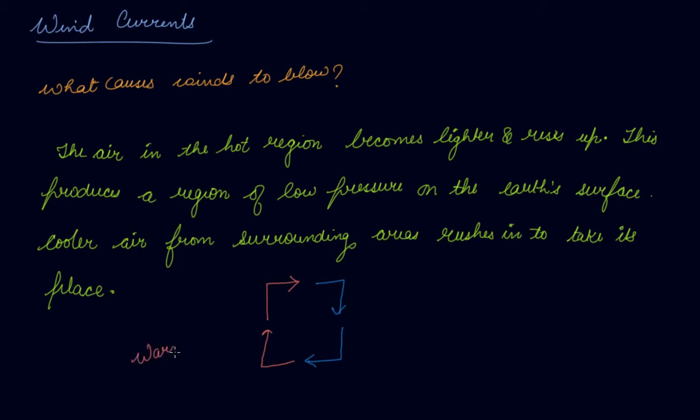Warm air rises. Now here what happens? Your warm air, as it goes away from the Earth's surface, cools and sinks. After that, the cooler air moves in and takes its place. Now this is how your wind blows.